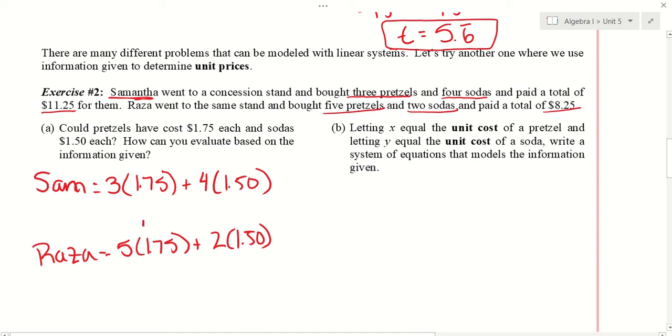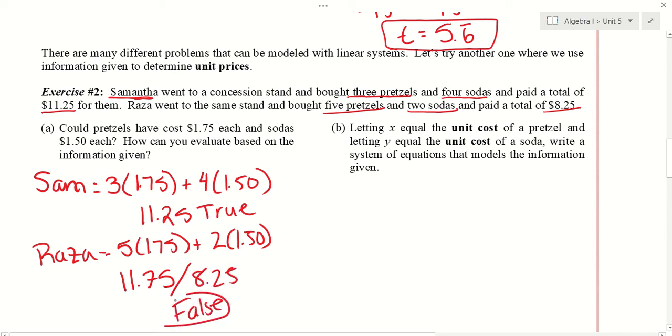So you should have got $11.25. So it worked. This one's true. What about Raza? Have you simplified that one? See what we get for Raza. It says that she spent $8.25. See if you get $8.25. So I get $11.75, which we're supposed to get $8.25. So it's false. So we don't have the solution then. The solution is not $1.75 for pretzels or $1.50 for sodas.